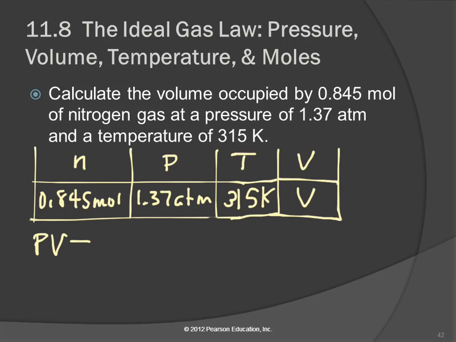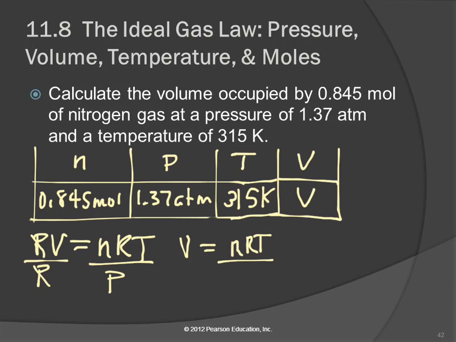PV equals nRT. R is a constant. We know what it is. There are 4 variables. We have 3 of them. We just need to find the 4th one. So let's take the ideal gas law and rearrange it so that V is by itself. So we're going to divide both sides by P. So we're going to end up with V equals nRT over P. So put your units in here.